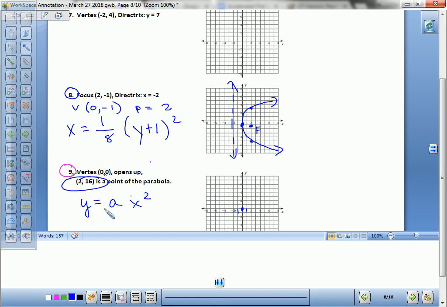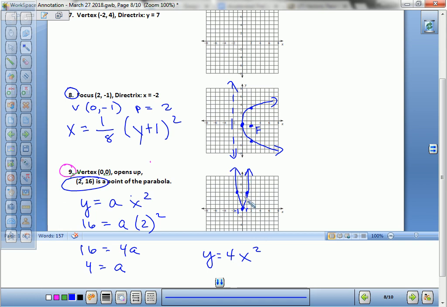I can find that coefficient by plugging in the point. So if I plug in the 16 and I plug in the 2, do you see I can solve for this? So I get 16 equals 4a, so 4 equals a. Now, this is definitely one that is best to use moves for. Because if I plug in 1, 1 squared is 1 times 4. If I plug in negative 1 squared is 1 times 4. Finding p is not helpful on that problem.